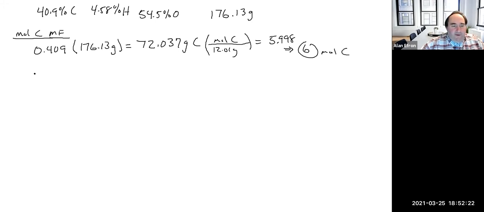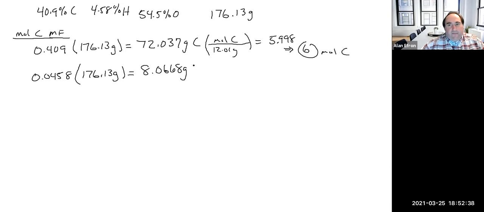We would do the same thing for hydrogen, 0.0458, which is 4.58% converted into a decimal, times 176.13, gets us 8.0668 grams of hydrogen, I believe. And dividing that by the molar mass of hydrogen, 1.008 grams per mole, yields us 8 moles of hydrogen.